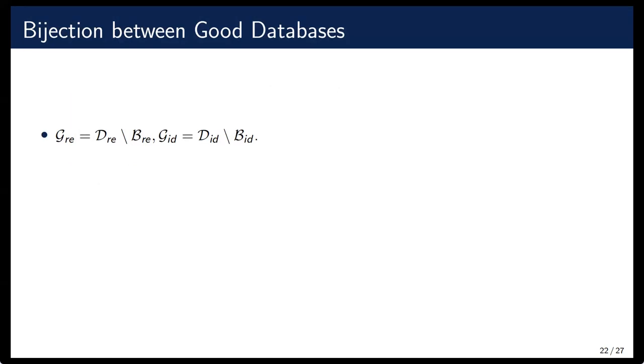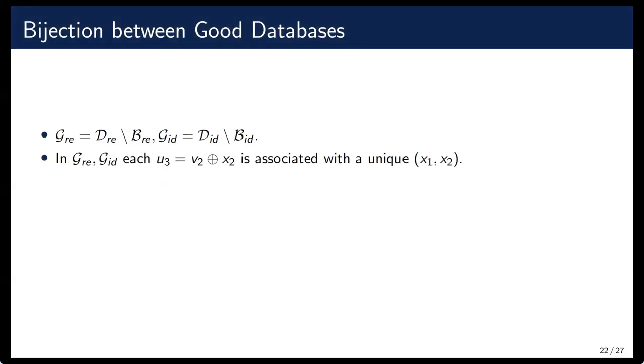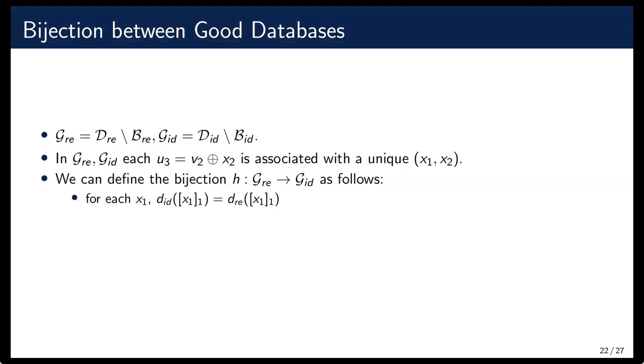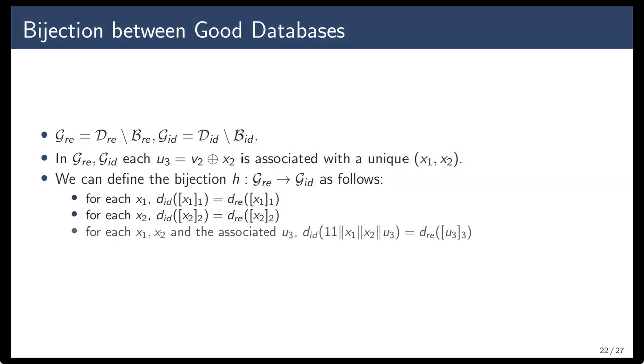So the next step, step two, would be to show that actually the good databases evolve identically in both worlds. So we define the set of good real world databases and good ideal world databases, and note that for the good real world and good ideal world databases, each U3 is associated with a unique input x1, x2. We can define the bijection H as follows. So naturally for x1 and x2, we just map them from the real world to the ideal world. And the interesting part, for each x1, x2 and associated U3, we just take the real world U3 to the corresponding ideal world x1, x2 U3.